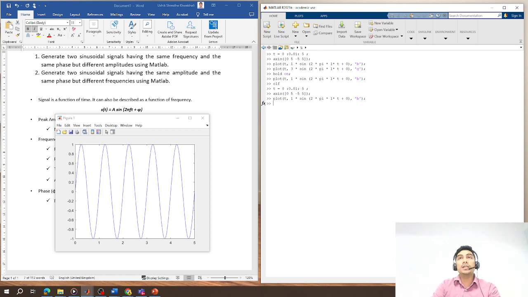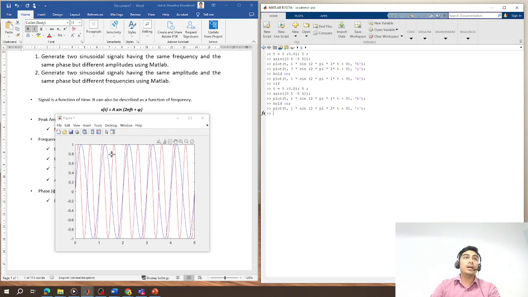Now we want to change the frequency. So for that, what do we do? We use the hold on line because we want to have both the graphs in the same figure. Now we want to change the frequency. So here instead of 1, let's say we will change it to be 2, and this time we want the color to be red. So when we press enter, there are two signals generated, one in the blue and the other in the red.